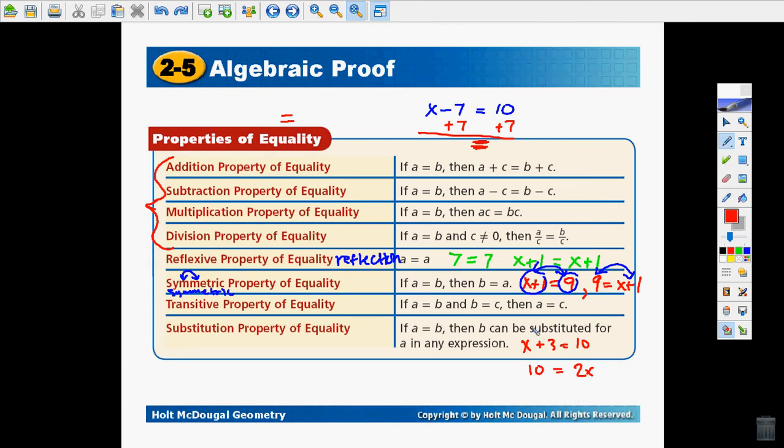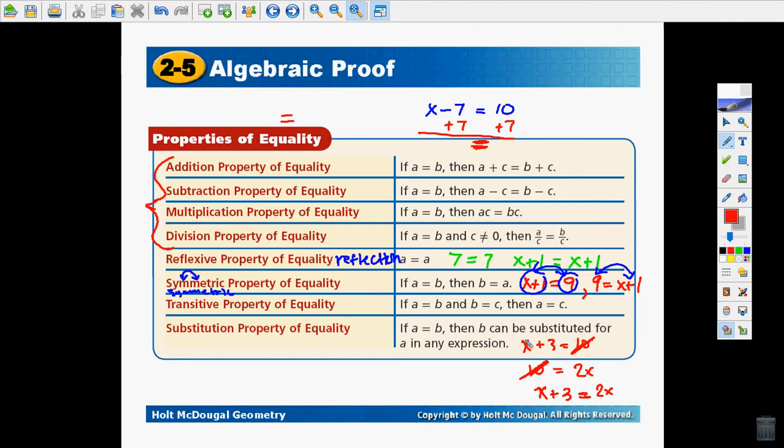If they both equal 10, if this equals 10 and this equals 10, that must mean that x plus 3 is the same thing as 2x. Okay, so they're transitive. What they're doing is they're eliminating the middleman. 10 was just getting in the way.